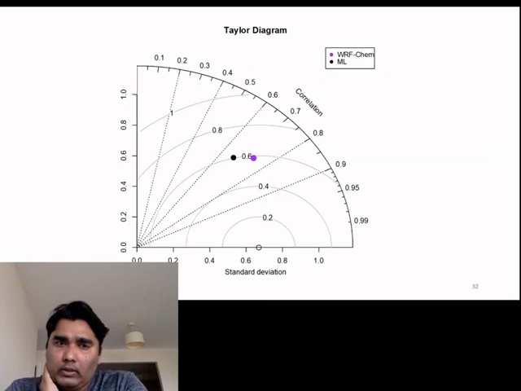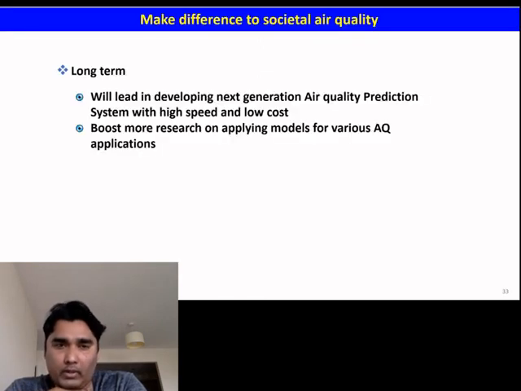And finally, the main outcome: the black dot is the typical model which uses WRF-Chem, the chemistry simulation, and the purple dot is the ML method. You can clearly see that they are almost equal, but you have gained almost half the time and cost compared to a typical WRF-Chem model.